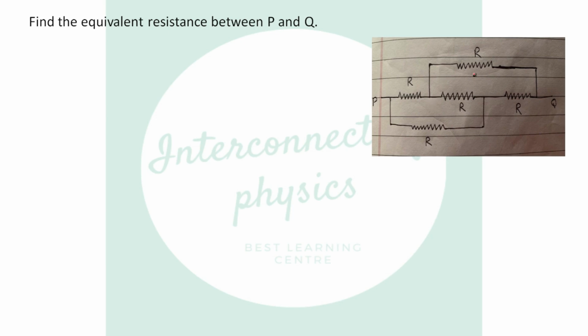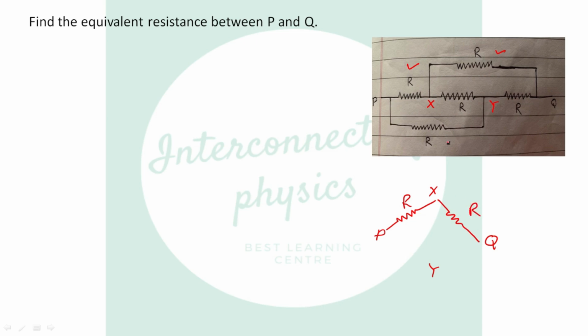Next, find the equivalent resistance between point P and Q. Now again it is a Wheatstone bridge. If you are given 5 to 6 resistors, then always be sure this is a Wheatstone bridge type problem. Now point P, point Q, let us say this is point X, this is point Y. Okay, X and Y. So P to X, this is R. X to Q, R.